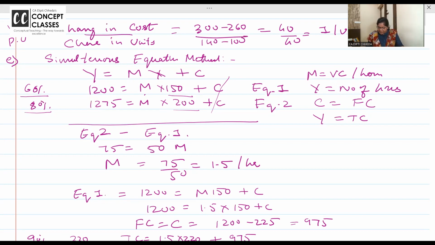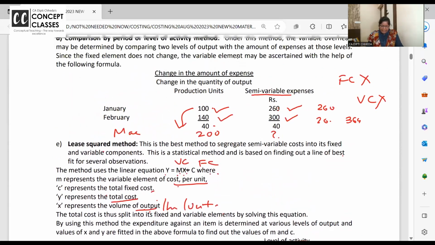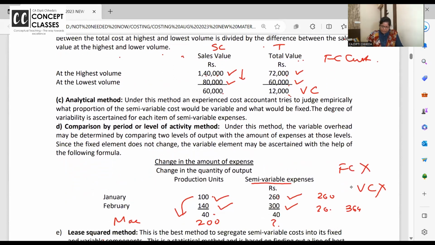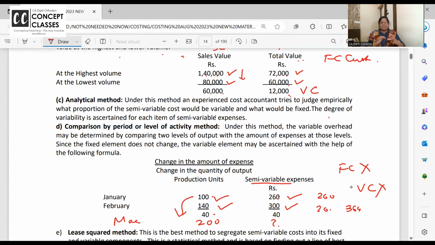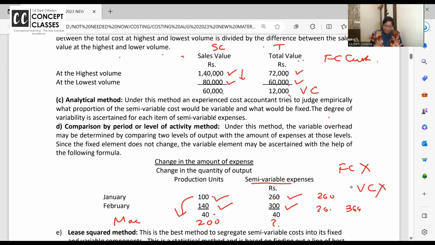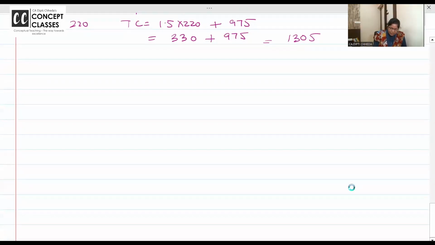In the analytical method, they analyze on some basis. I'll give you one example, like the survey point method and all. That's not asked in the exam, but it is a part, so we should know. Analytical method. Under this method, an experienced cost accountant tries to judge empirically what proportion of semi-variable cost would be variable and what would be fixed. The degree of variable is ascertained. They decide by survey how much percent will be fixed and how much variable. I'll give you one example of how they analyze, so it will be clear.